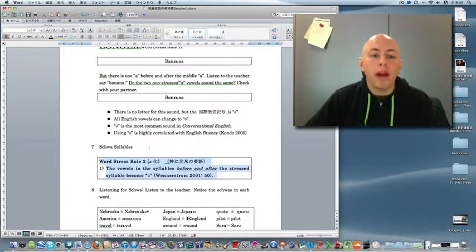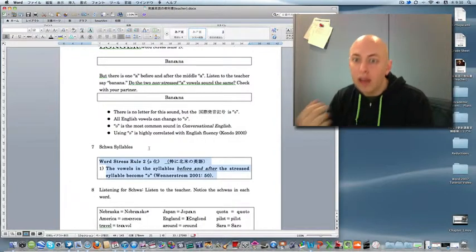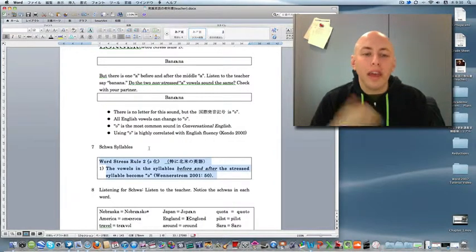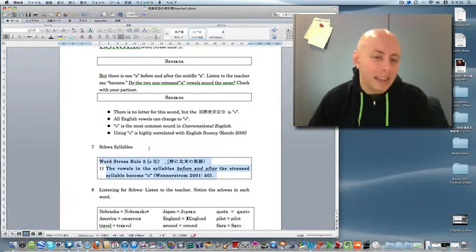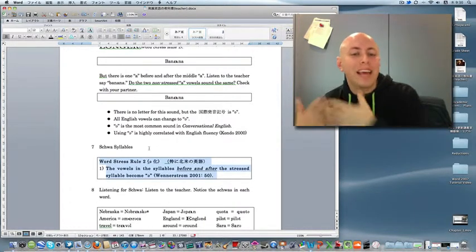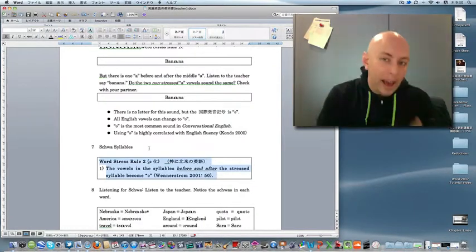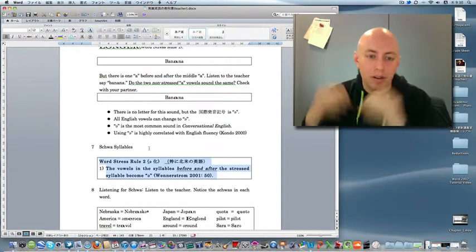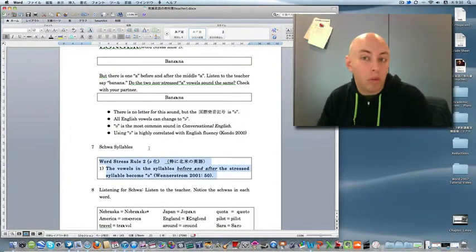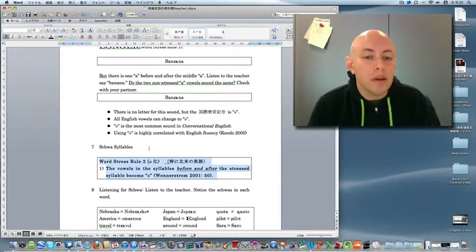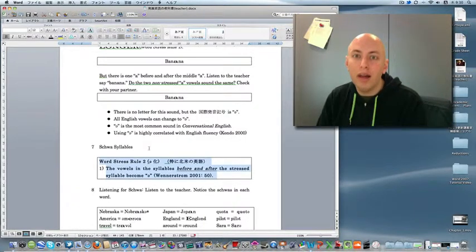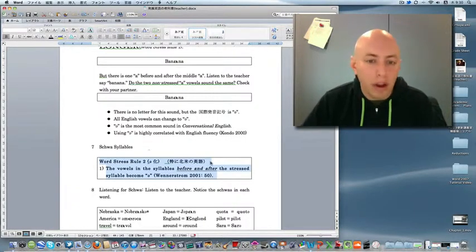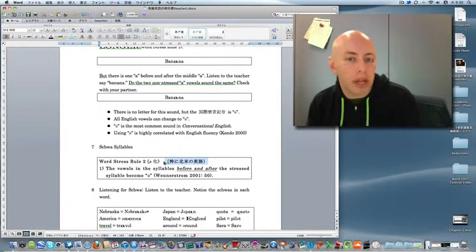What I want you to know about schwa syllables is that they occur in the same place almost all the time, repeatedly. And they occur in the syllables before and after a stressed syllable. So let me give you word stress rule number 2, the schwa rule. The vowels and syllables before and after the stressed syllables become schwa. I do want to mention that this is a characteristic more of North American English than British English.